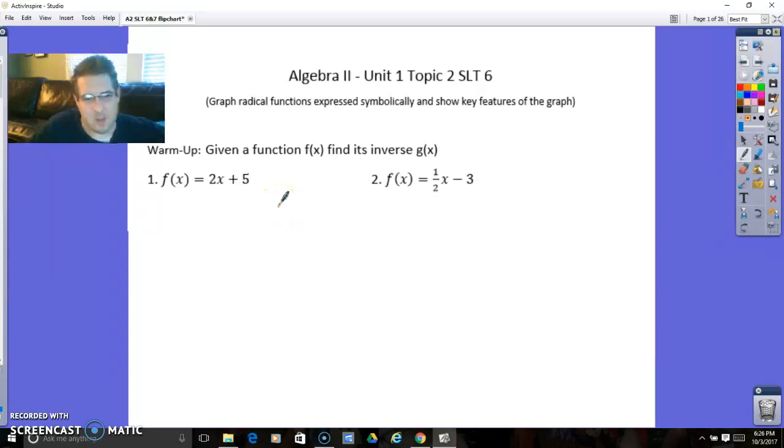All right, welcome back to Mr. P Helps with Algebra 2. This is Unit 1, Topic 2, SLT number 6. Graphing radical functions, expressing symbolically, and showing key features of the graph, like increasing, decreasing intervals, domains, and ranges.